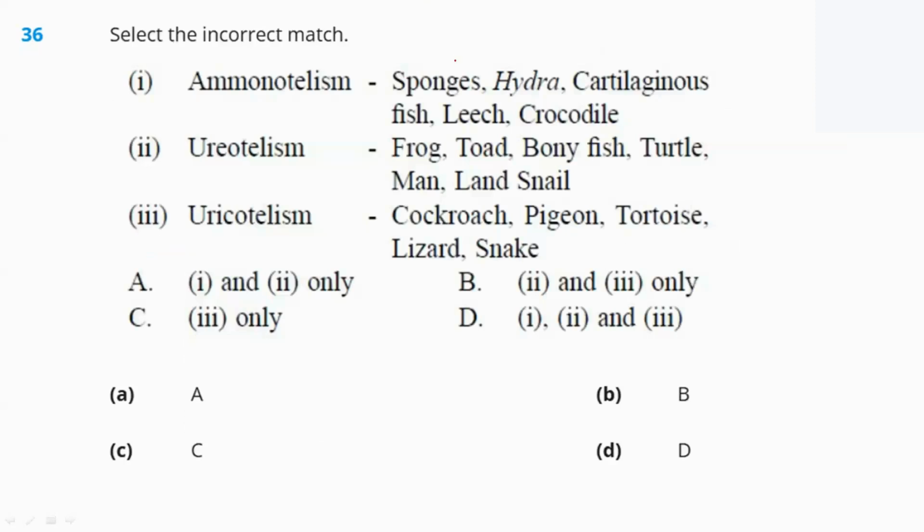Next, select the incorrect match. Okay, so first is ammonotelism: sponges, hydra, cartilaginous fish, leech, and crocodile. Right. So leech and sponge, okay, they are only ammonotelic. Rest all are not. Okay, right.